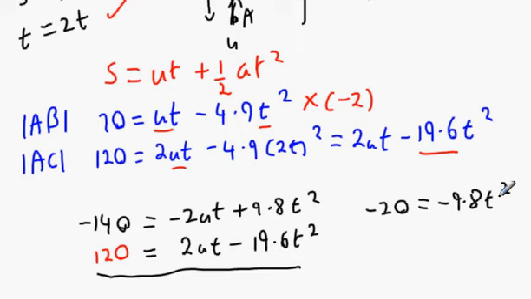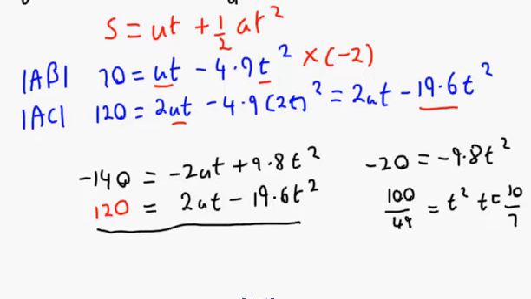20 divided by 9.8 is actually 100 over 49. 100 over 49 equals T squared. Therefore T is equal to plus or minus 10 over 7, but it can't be minus 10 over 7 because time can never be negative. Okay, so that's that part there.